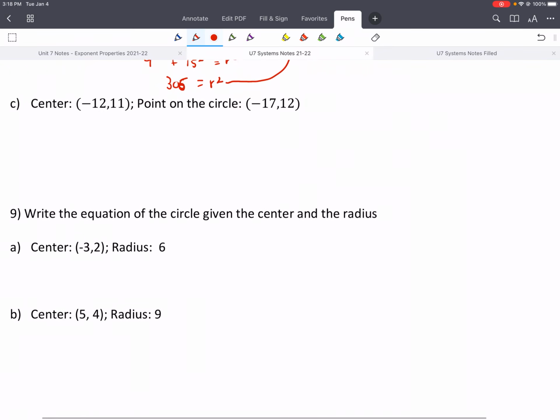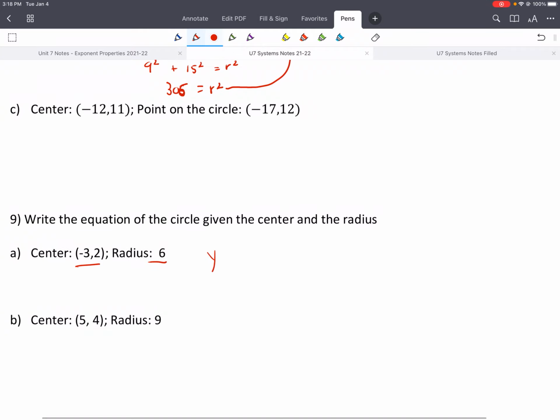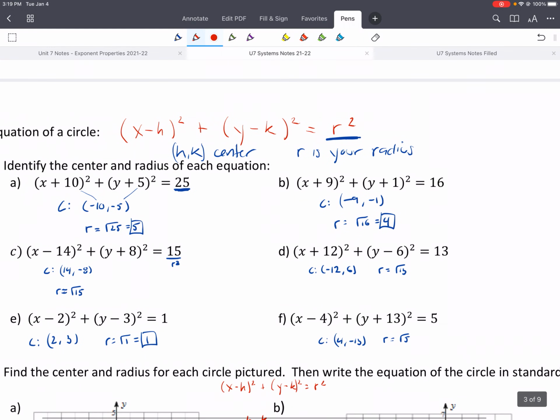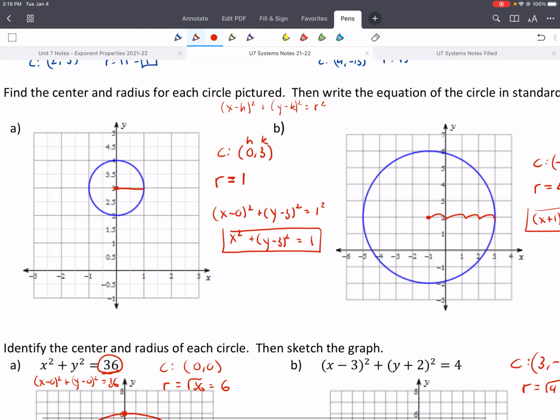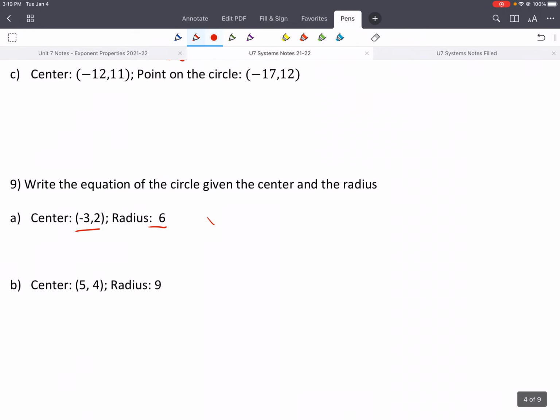The last thing that we can talk about is like number 9, where the center and radius is given. So that's like the opposite of these ones where I give you the graph and you write that stuff down. Here I give you the stuff and you write down the equation. So we have x plus 3 plus y minus 2 equals the radius squared, so 36. And you got it. Okay?